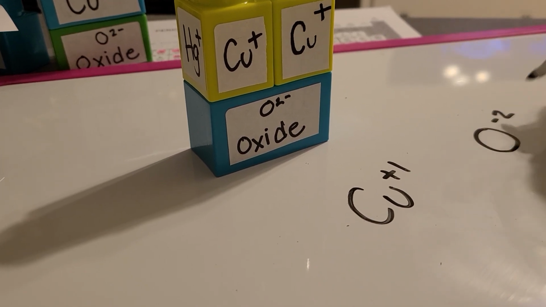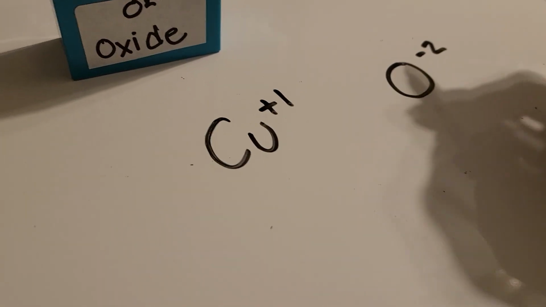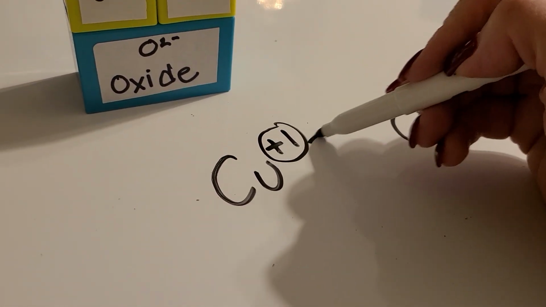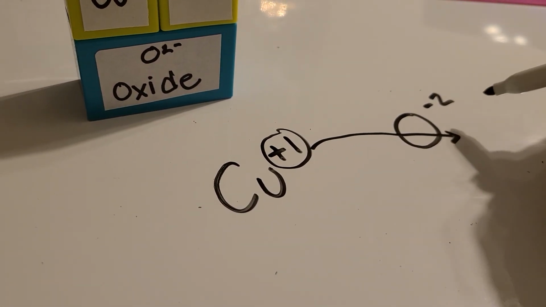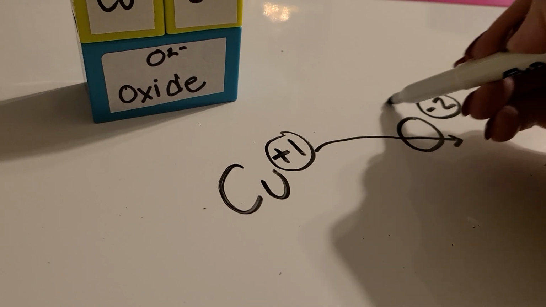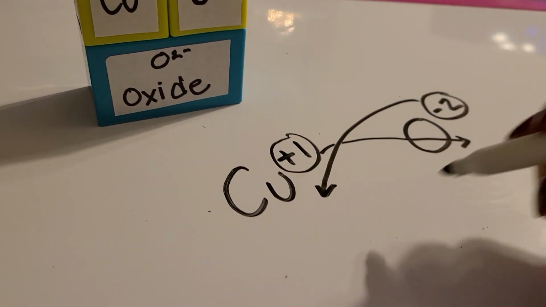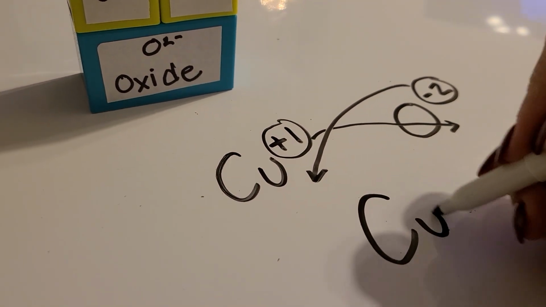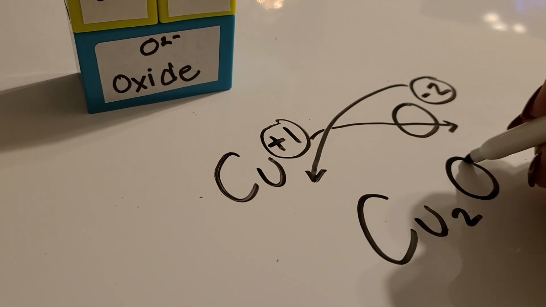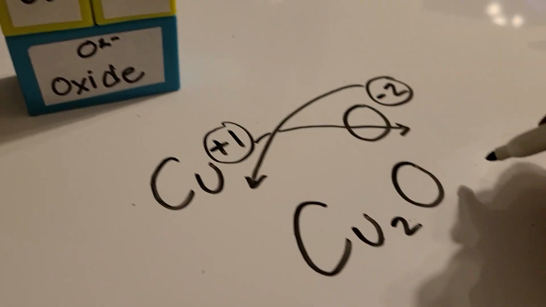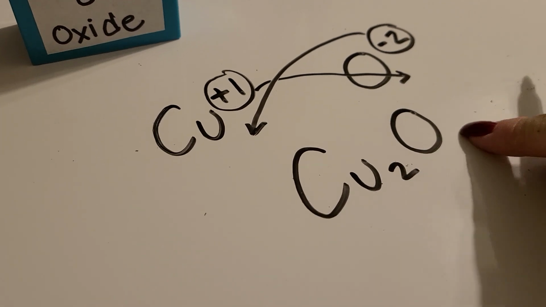Oxygen is a -2 charge. So in this case, you would have to crisscross these because they're different. So the 1 is going to go down on the oxygen. The 2 is going to go down on the copper. So this is going to look like this: Cu, little 2, O. We don't need to write the 1 there because it's just implied.